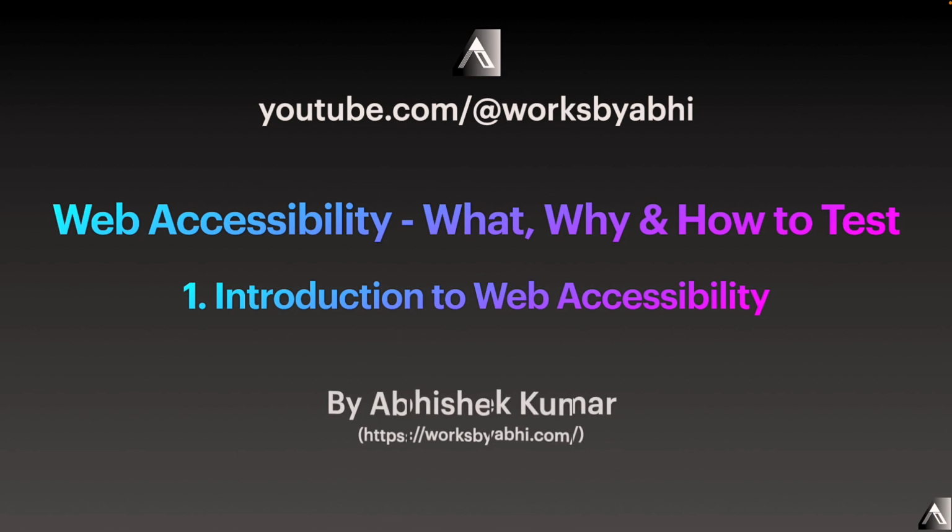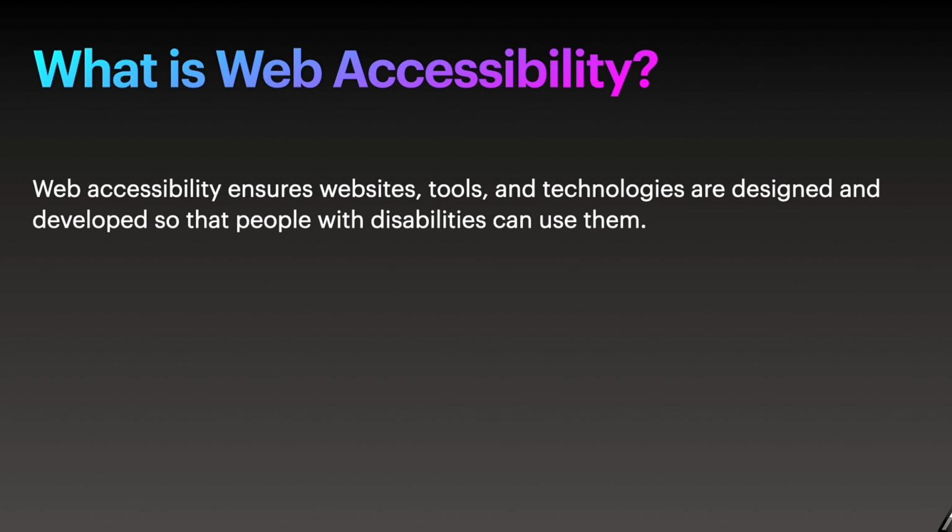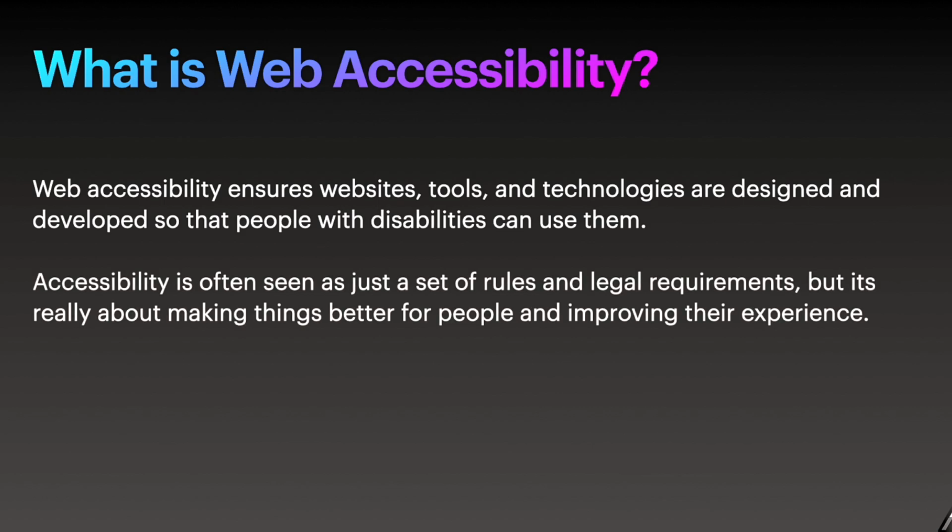My name is Abhishek Kumar, and in this video we will explore what web accessibility is, why it matters, and what WCAG guidelines are. What is web accessibility? Web accessibility means that websites, tools, and technologies are designed and developed to cater to a wide range of users' needs. This includes individuals with auditory, cognitive, neurological, physical, speech, and visual impairments. Accessibility is often just seen as a set of rules and legal requirements, but it is really about making things better for people and improving their experience.